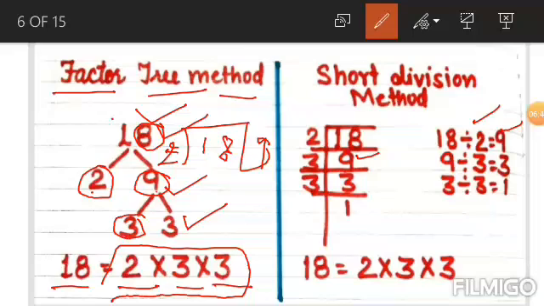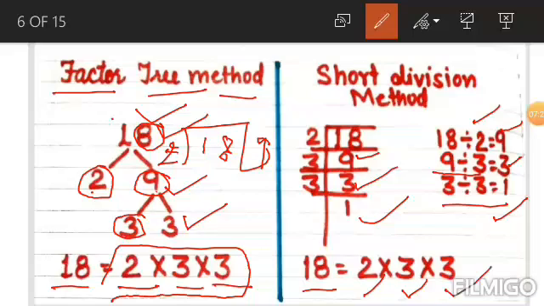After that, we will divide 9 by 3, that is a prime number again. When we divide 9 by 3, we get 3, and we will write 3 under 9. After that, we will divide 3 by 3, we get 1. So the product of prime numbers, or the prime factors of 18, is equal to 2 multiplied by 3 multiplied by 3.